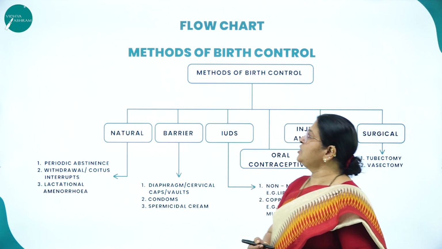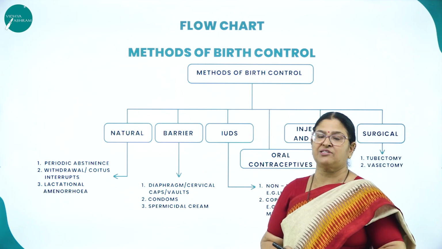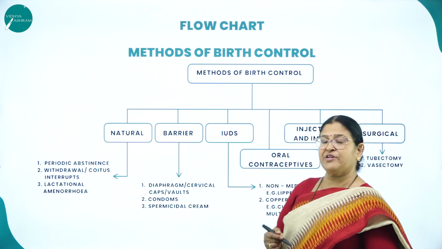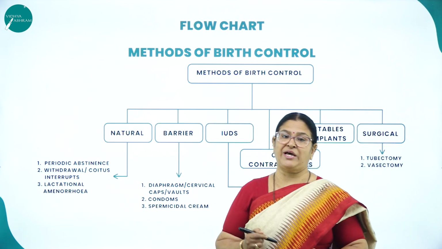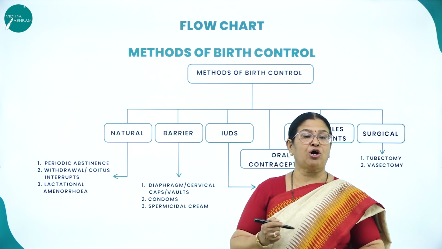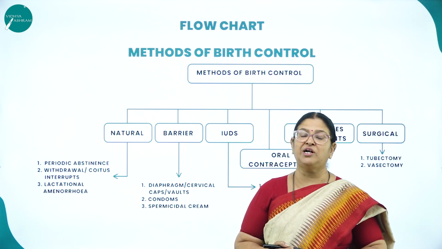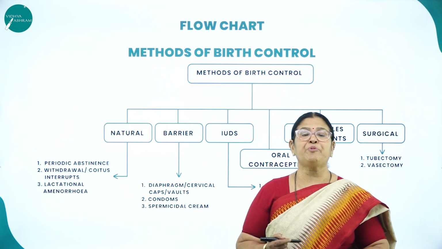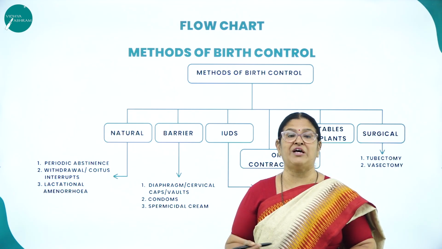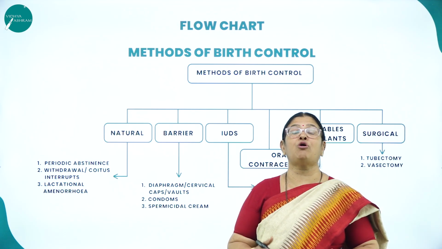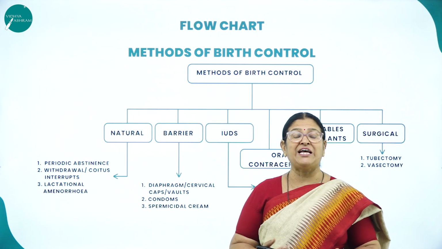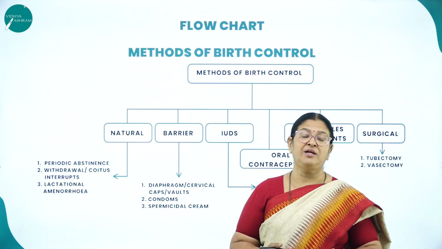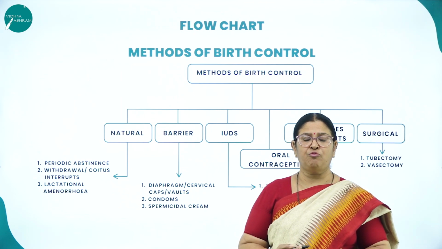Let us discuss. I have given in this particular slide the flow chart. First of all, what is reproductive health? As we all know, according to WHO, that is World Health Organization, reproductive health means total well-being in all aspects. In all aspects means what? Physical, physiological, emotional and social well-being.